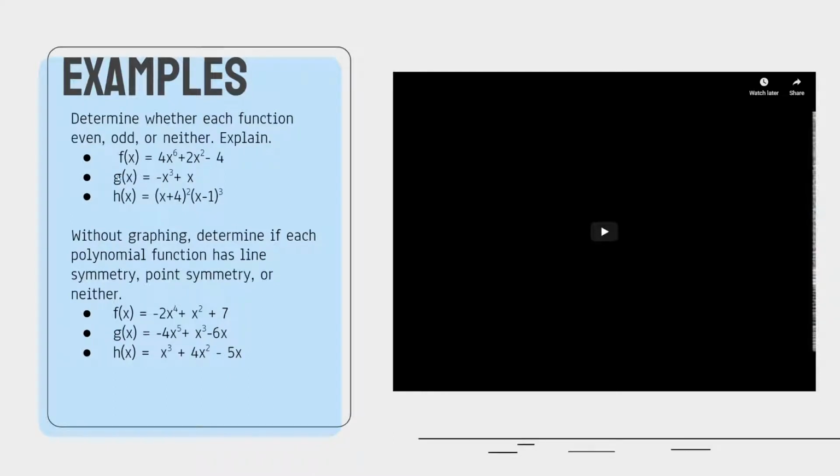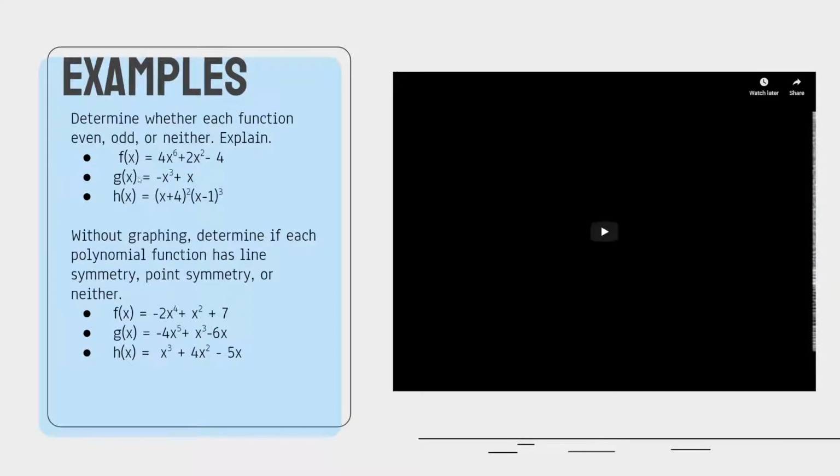The second one, g of x. G of x is equal to negative x cubed plus x. Again, we could easily see that both of the exponents are odd. And so now we have to perform the test. If we were to put in negative x, we would get negative x cubed, which would be a negative. So a negative x cubed times negative 1 would be x cubed.